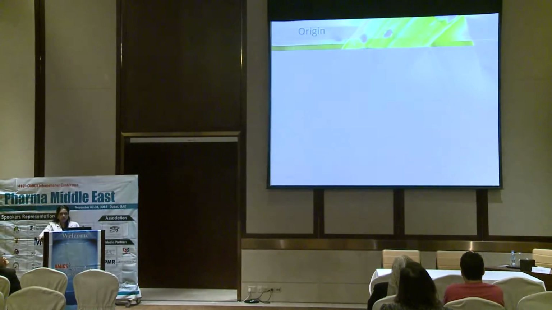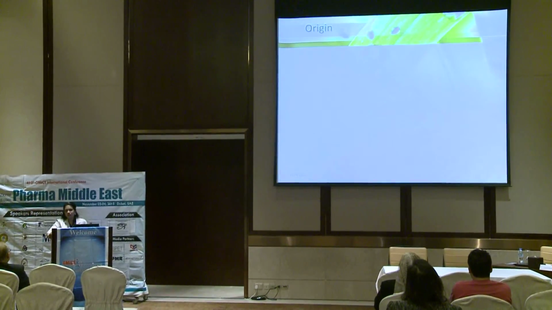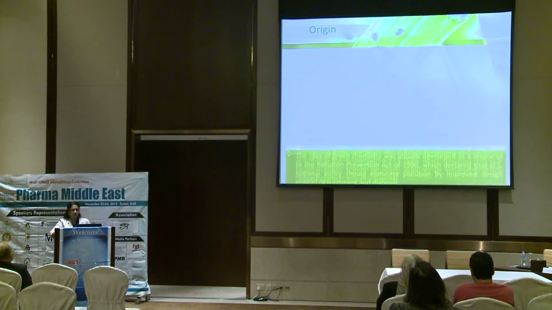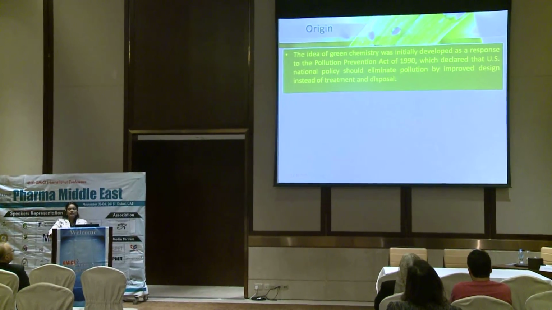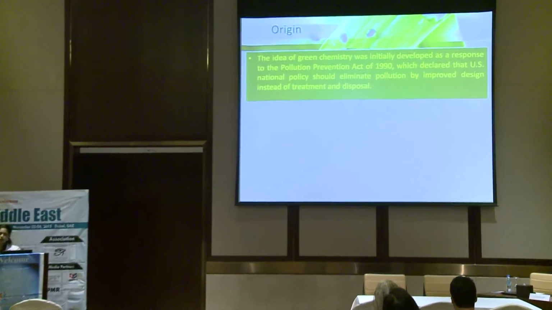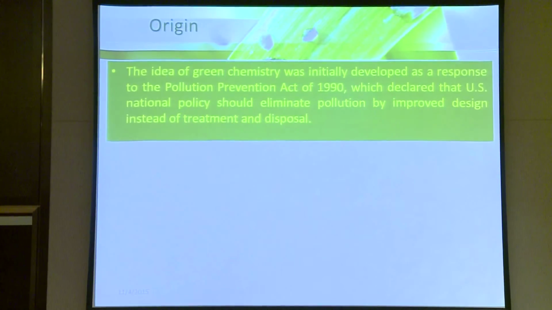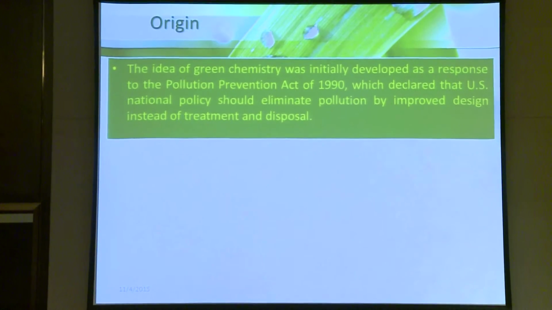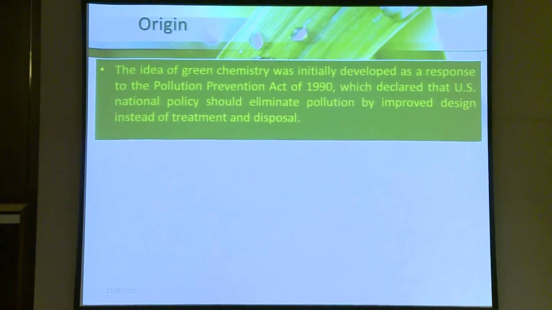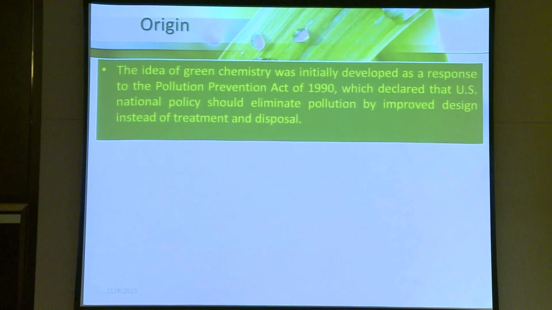Before starting my speech, I just want to show where green chemistry has taken its origin. The idea of green chemistry was initially developed as a response to the Pollution Prevention Act in 1990, which declared that US national policy should eliminate pollution by improved design instead of treatment and disposal. So they started focusing on the design. Instead of creating the pollution and then focusing on how to prevent it, we have to focus on the initial step. Why don't we design in such a way that it gives very minimal pollution?